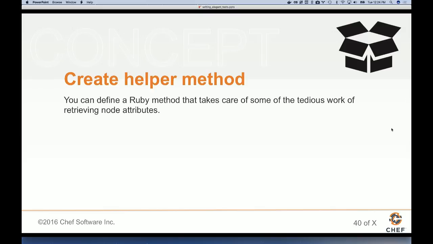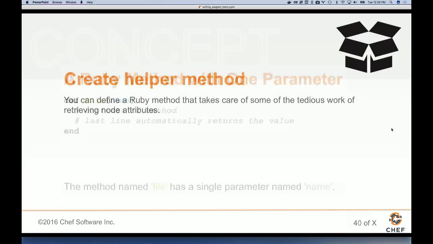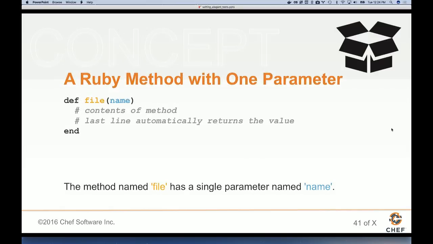So we can define a Ruby method to take care of some tedious work of retrieving node attributes. This is something that we'll see in our example here. So this is how you define a method. You say def, space, the name of the method. In this case, the method name is file. It takes a single parameter called name. And then within the method, we define some content. So between the def and the end, we have the contents of the method. And what's important to know about Ruby methods is that the last line automatically returns a value. So it's what we call the implicit return.